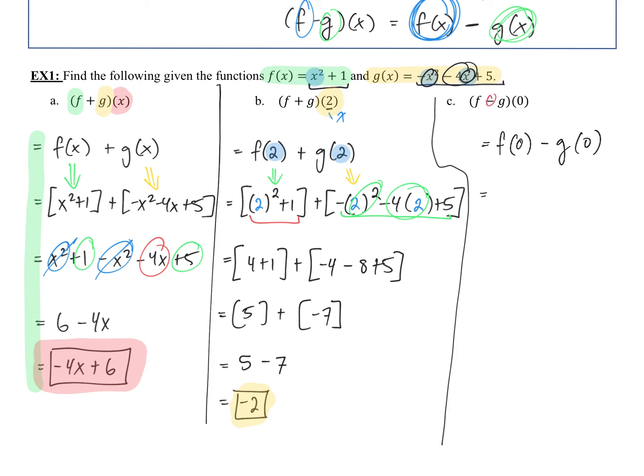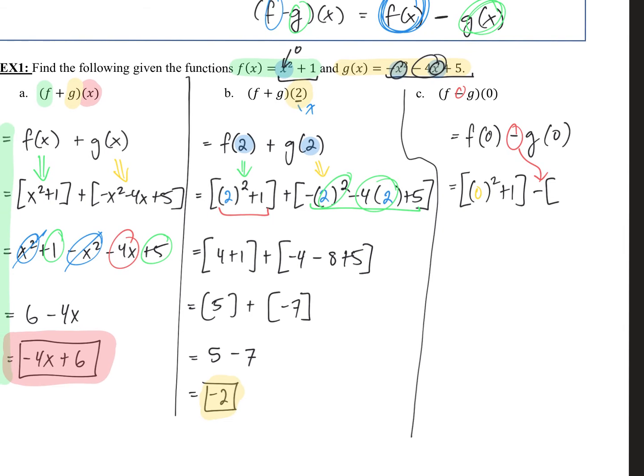And then what is f of 0? Well, similar idea as we had with b. We're going to be replacing x with 0 this time. So we'll replace x with 0. So that'll be 0 squared plus 1. And then remember we have that minus, we've got to bring down the minus. Now we want g of 0. I'm going to have to squish this in. So we're going to replace that x with 0 and then that x with 0.